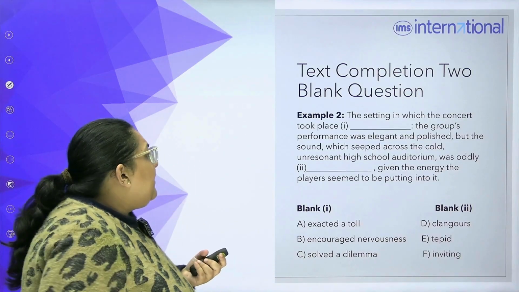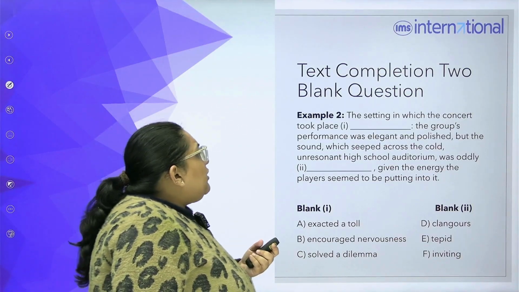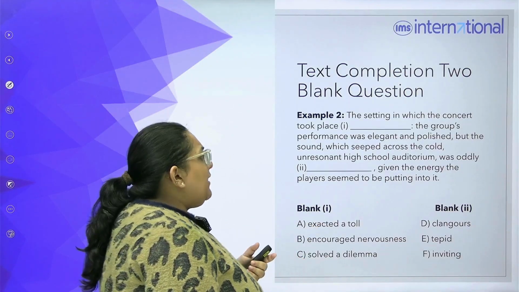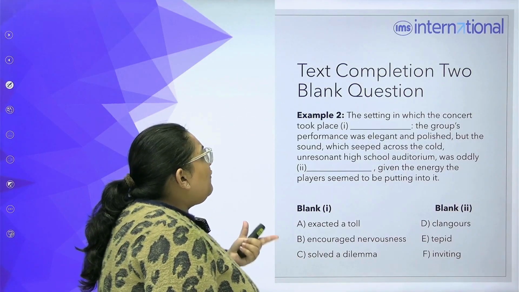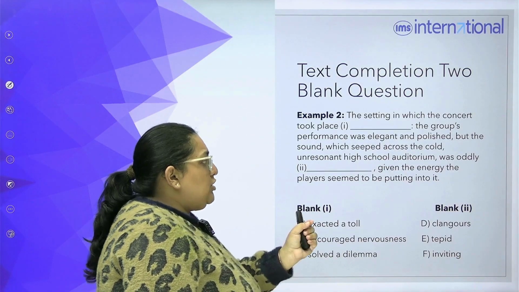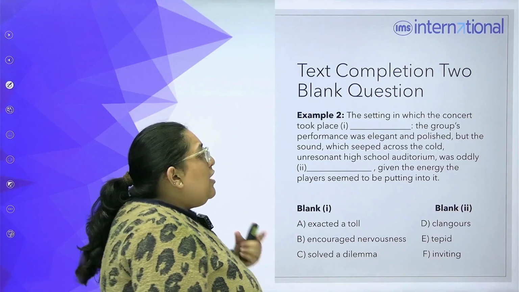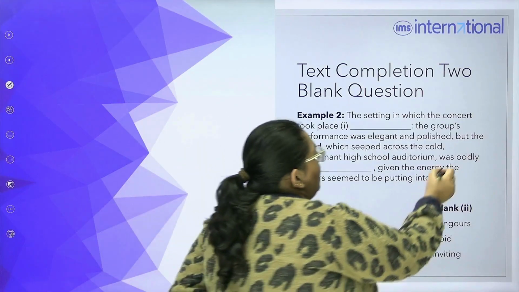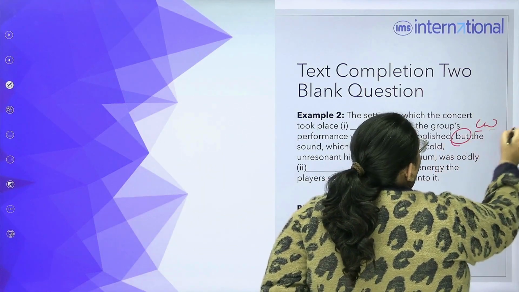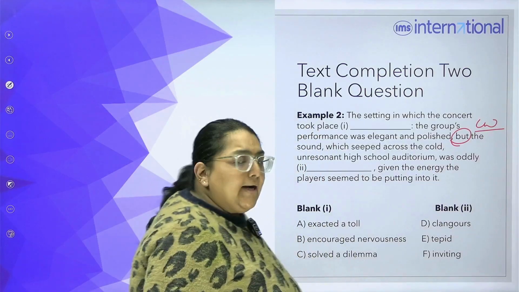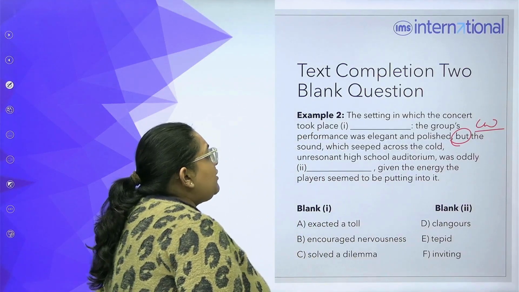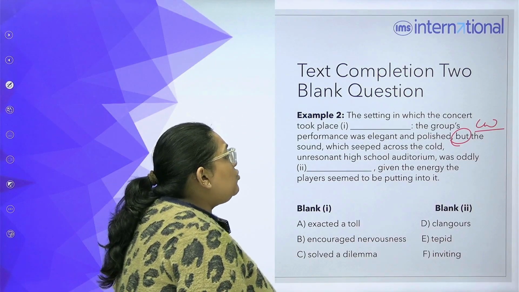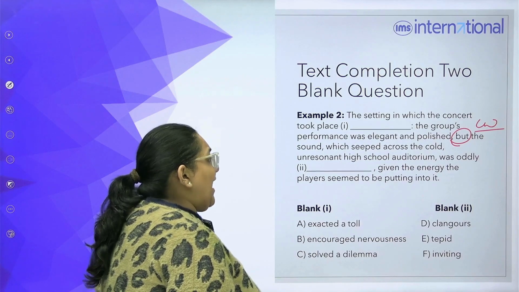So let's read. The setting in which the concert took place, dash. The setting could be positive, negative. I don't have much idea up till now. The group's performance was elegant and polished. Okay, it might be positive. The group's performance was very good. But, so another contrast word. But the sound which seeped across the cold, unresonant high school auditorium was oddly dash.